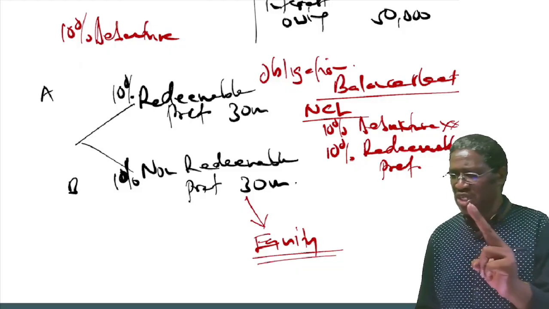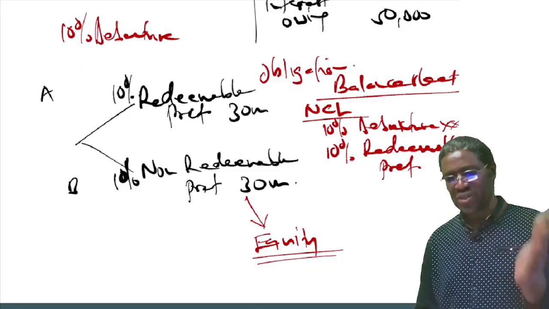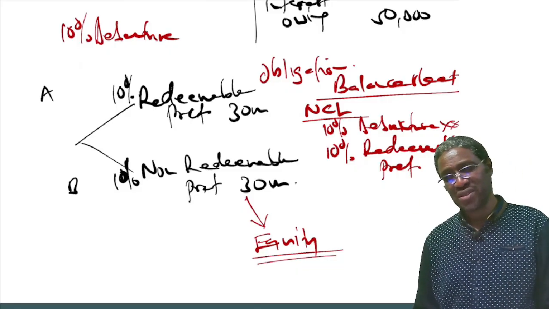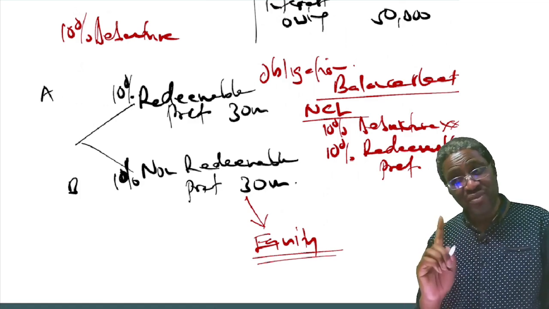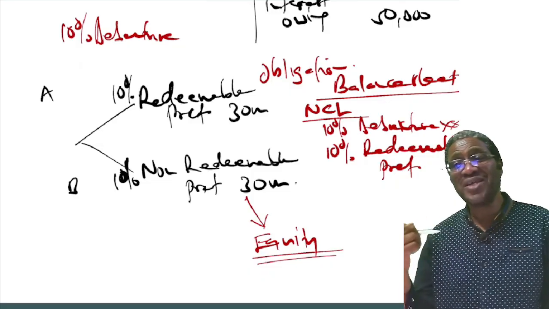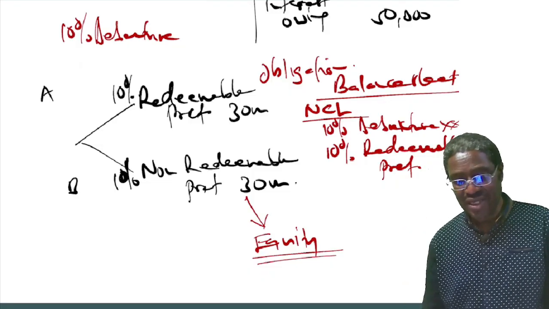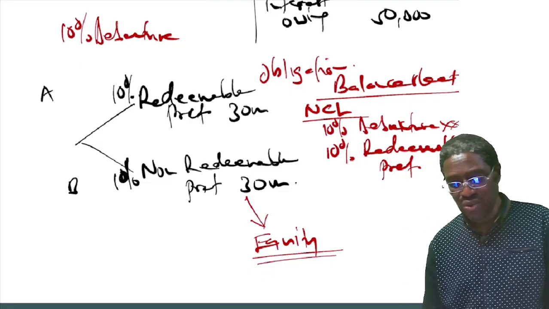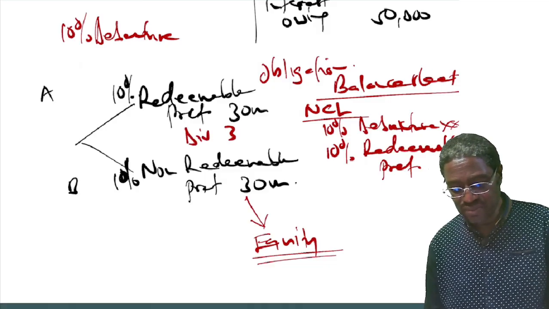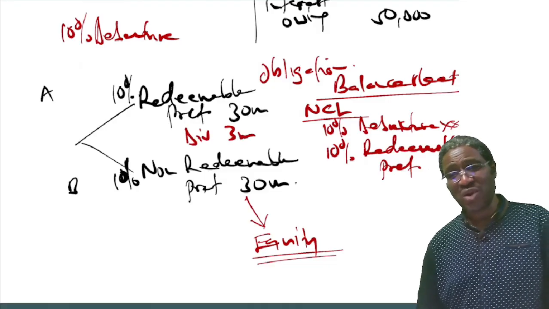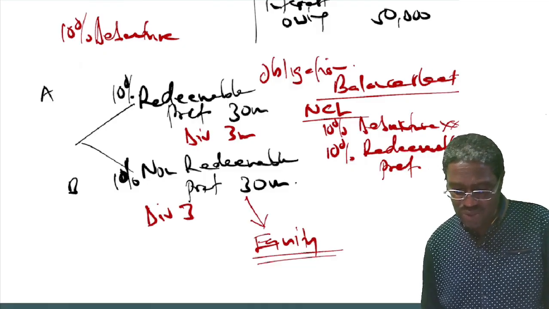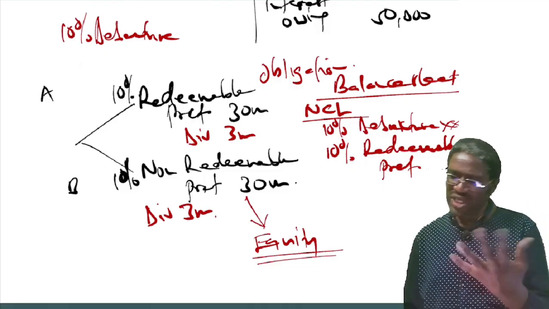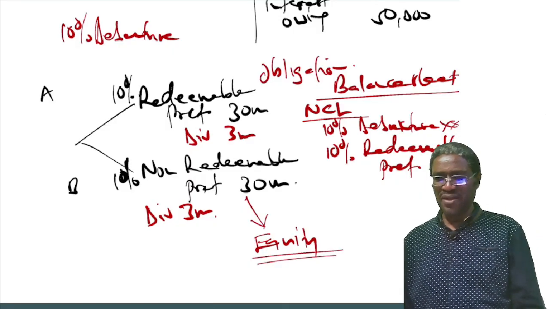Number two, both companies issued a 10% preference. Listen. Meaning now, each of them, every year they are required to pay dividends at 10% of 30 million, which will come to 3 million. So company A is required to pay 3 million as dividend. Company B also is required to pay dividend of 3 million. 10% of 30 million is 3 million.